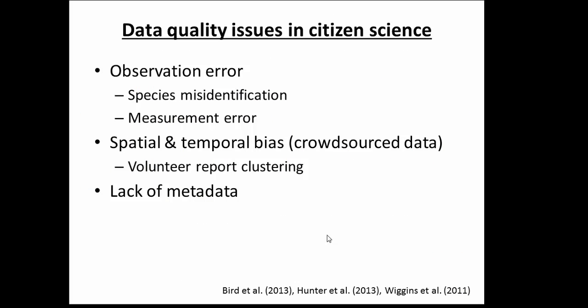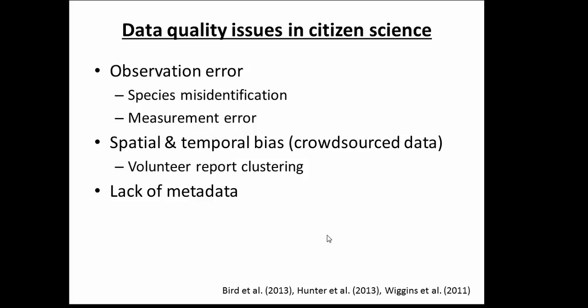So there are several major data quality issues that come up in citizen science. The first is observational error, which includes species misidentification as well as measurement error, using a measuring instrument improperly or reading the wrong number. There's also the potential for spatial and temporal bias in crowdsourced projects. You heard a lot about some of the birding crowdsourcing projects that go on. Those kinds of projects involve sometimes volunteers submitting data on their own time and from anywhere. In those kinds of projects, there can be bias towards, say, popular hiking trails or towards data collection on weekends.